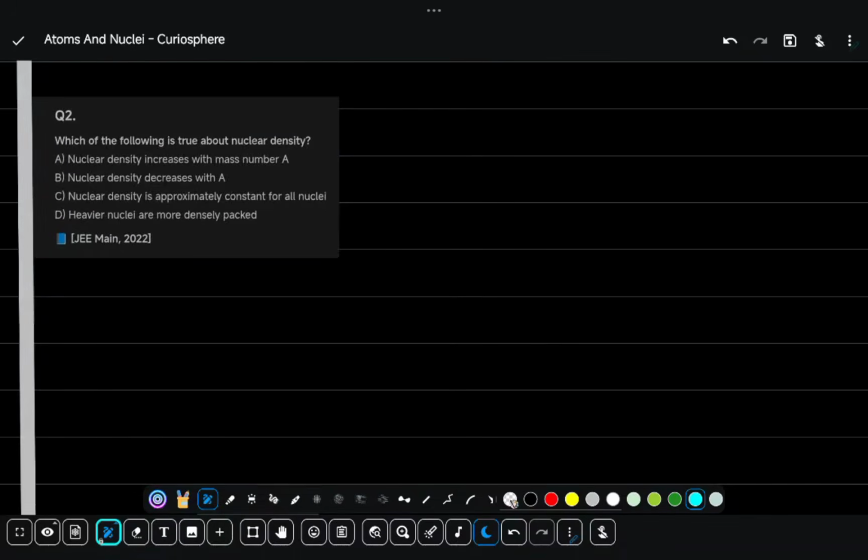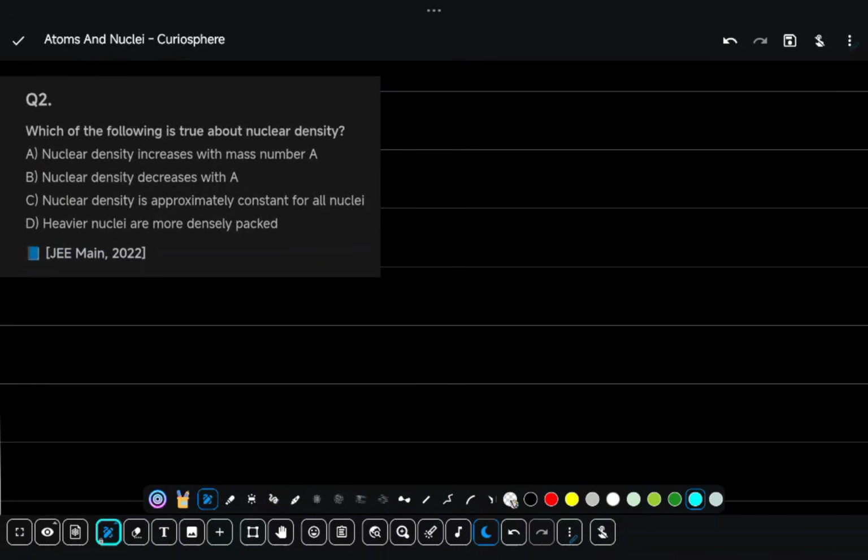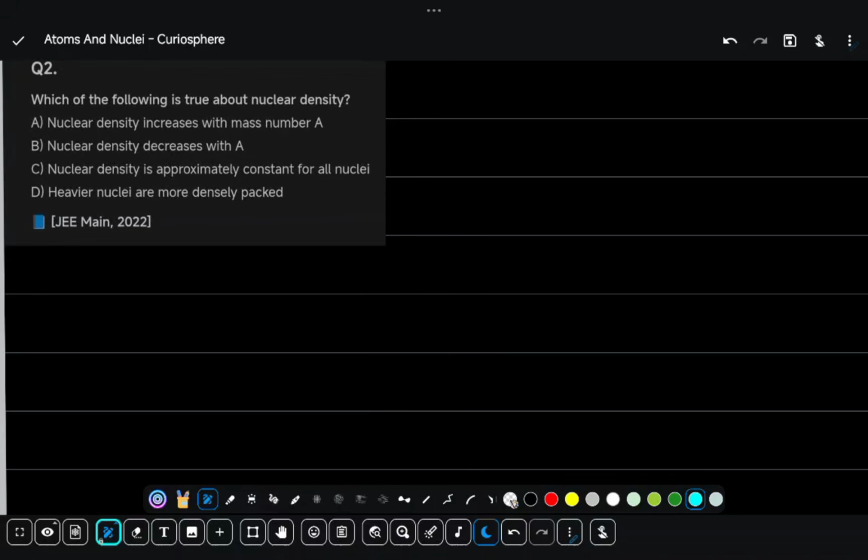No issues. Now, coming back to the second question: which of the following is true about nuclear density? Here they have given a concept of nuclear density, and they are asking which of the points relate to the concept. In this question, instead of focusing on the formula first, you just read all the options and intuitively try to select the answers which seem true to you.